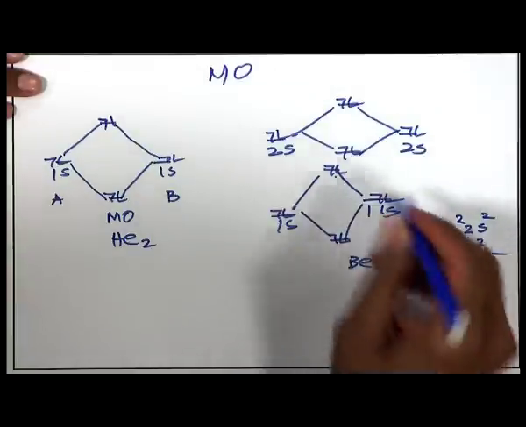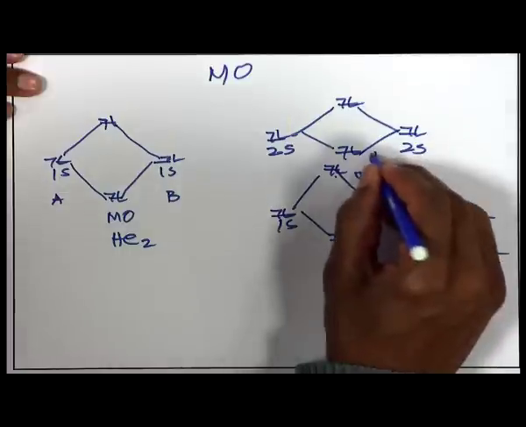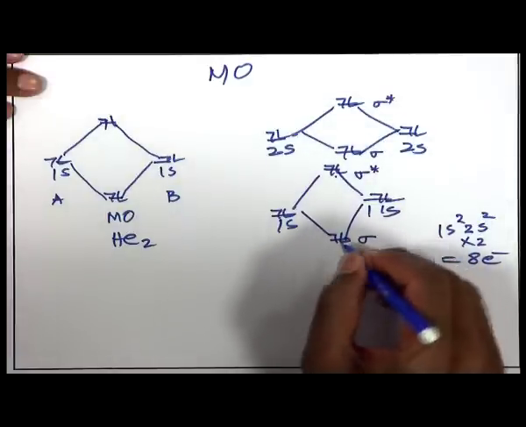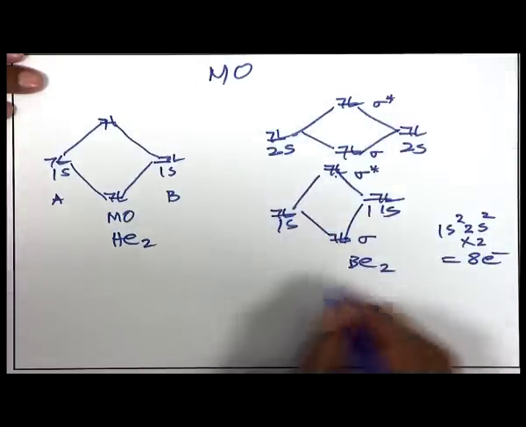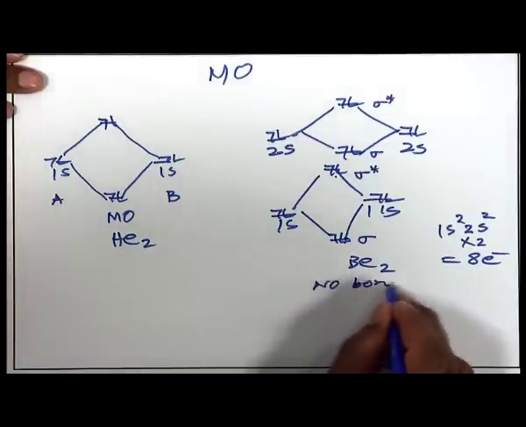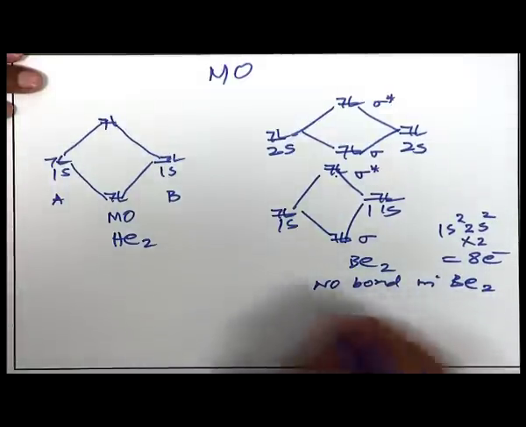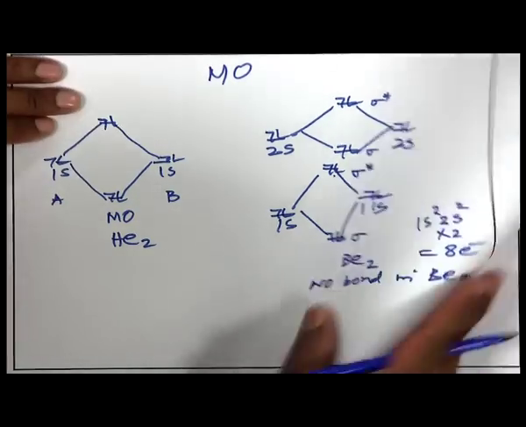And then the bond order: this is a sigma orbital, this is a sigma star orbital, again this is a sigma orbital, this is a sigma star orbital. To find the bond order, these two cancel each other and these two cancel each other. So there is no bond in Be2. That means it does not exist. Be2, like helium, does not exist. Let us see other molecules.